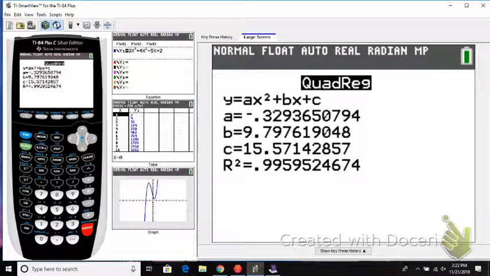So your equation here would be y equals negative 3.3x squared plus 9.8x plus 15.57. Is this a good predictor? Very. Yeah, it's really close to 1. So we're good. I did it right. I don't know if I put it in the equation right though. You just fill in that for A, this for B, and this for C.